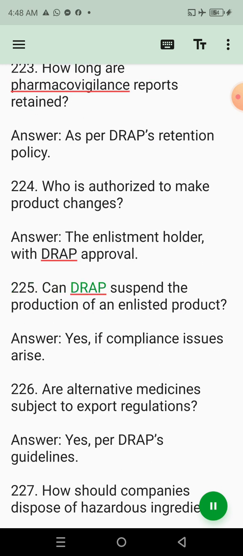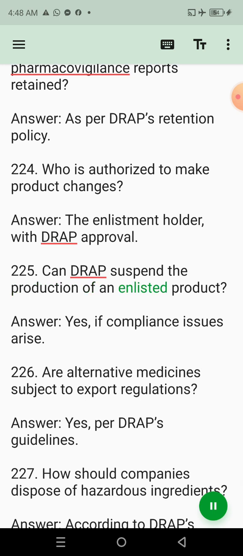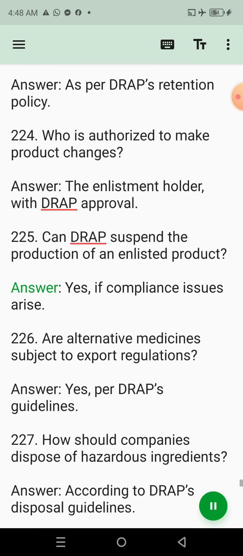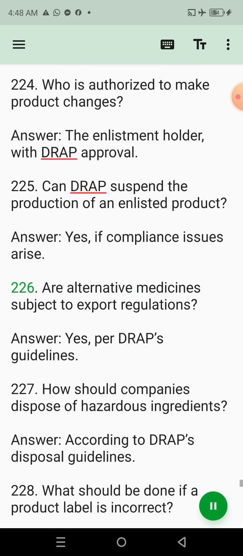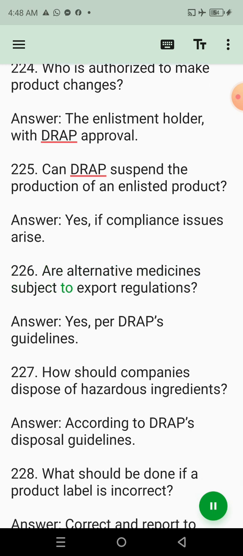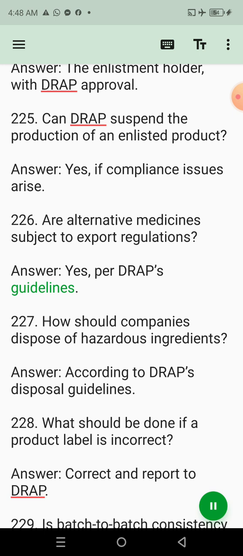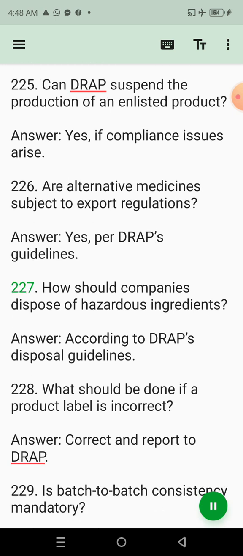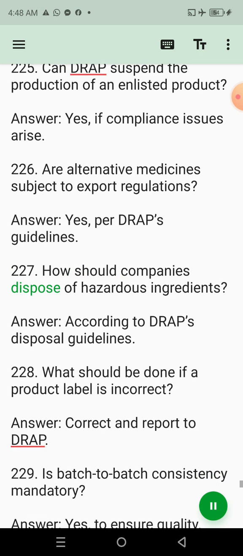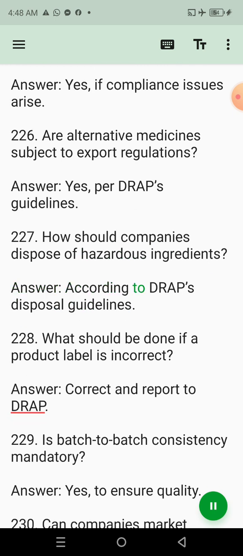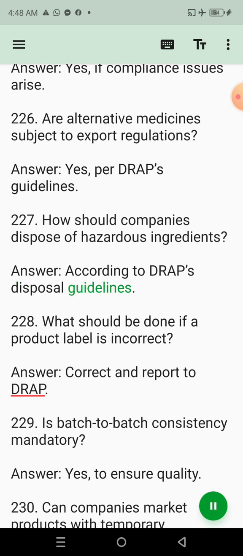225. Can DRAP suspend the production of an enlisted product? Answer: yes, if compliance issues arise. 226. Are alternative medicines subject to export regulations? Answer: yes, per DRAP's guidelines. 227. How should companies dispose of hazardous ingredients? Answer: according to DRAP's disposal guidelines.